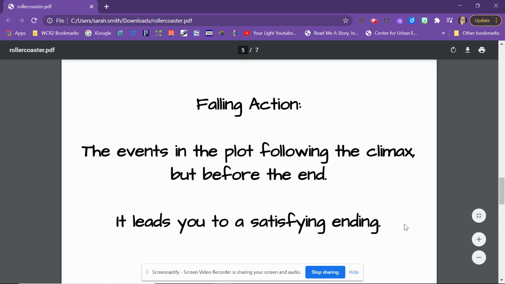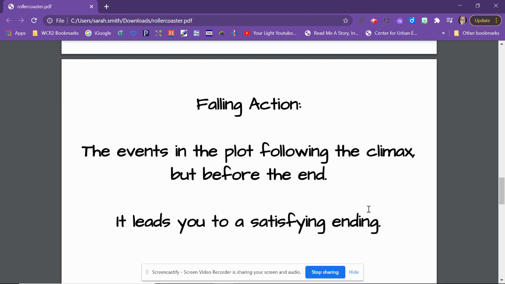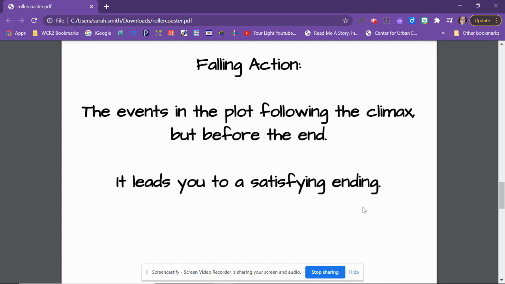And this is where the events in the plot following the climax, but before the end. Okay, so they lead you to that satisfying ending. You don't ever want to go from just this super exciting story to the end of the story. You need to fill in those gaps of how did you get from the exciting part of the story to the ending?